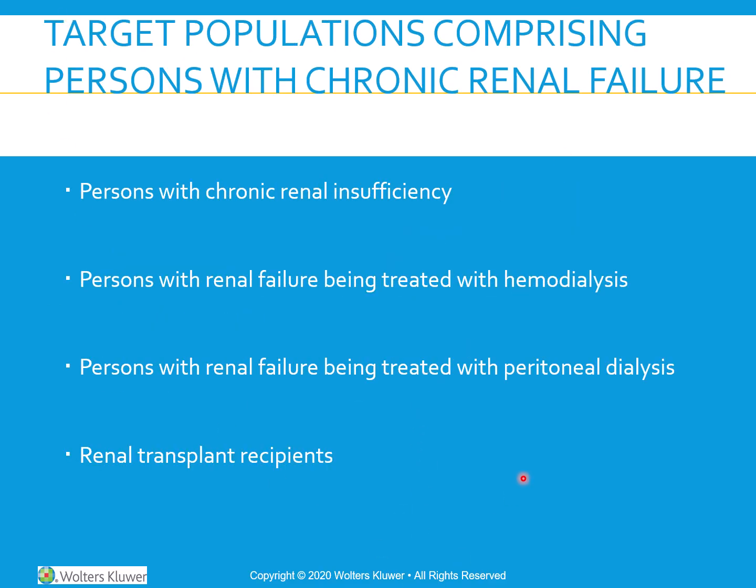So target populations with compromised renal function that we should watch or that we may treat are patients with chronic renal insufficiency, where we would be taking care of those measures we just talked about. But we also may be caring for patients with renal failure who are on hemodialysis, who are on peritoneal dialysis, or who have received renal transplants.